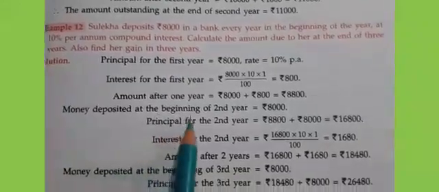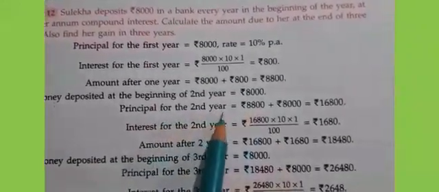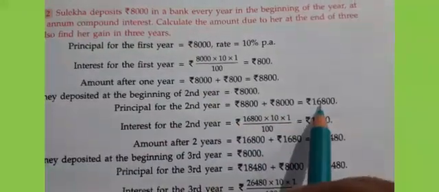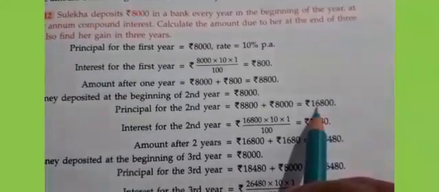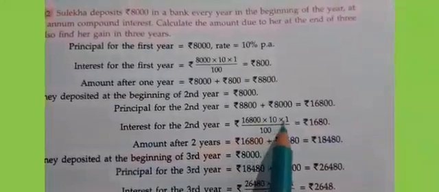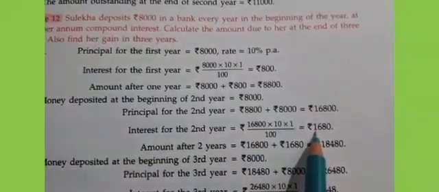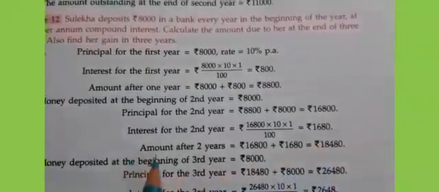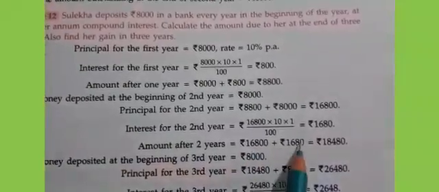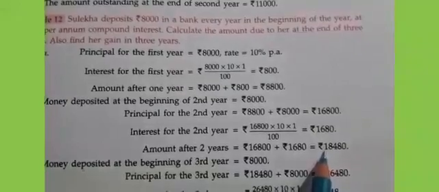Now money deposited at the beginning of second year is equal to rupees 8,000, therefore principal for second year will be 8,800 plus 8,000, that is 16,800. Now interest for second year will be 16,800 into 10 into 1 by 100, so that is 1,680. Now amount after 2 years will be 16,800 plus 1680, that is 18,480.